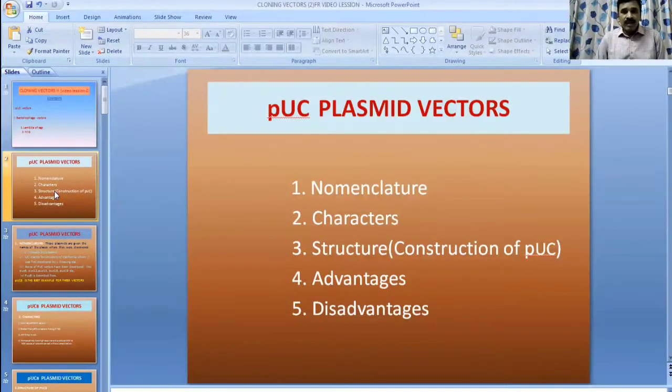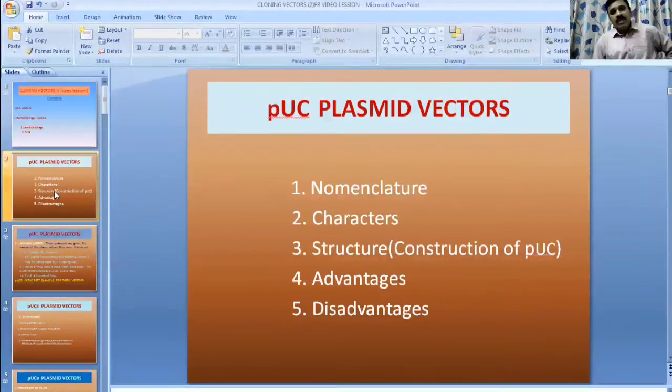Before I go into this lesson, let me ask: what is a cloning vector? Cloning vectors are the DNA molecules which carry the particular foreign DNA which we can insert, or which has to be recombined. So it is nothing but a DNA molecule. For example, pBR322 is a vector which carries the gene of interest which we want. Like that, all the cloning vectors can carry a foreign DNA molecule to clone.